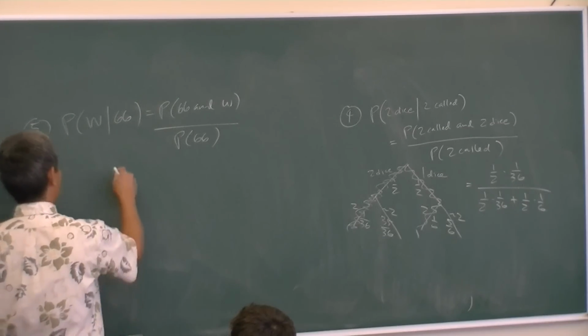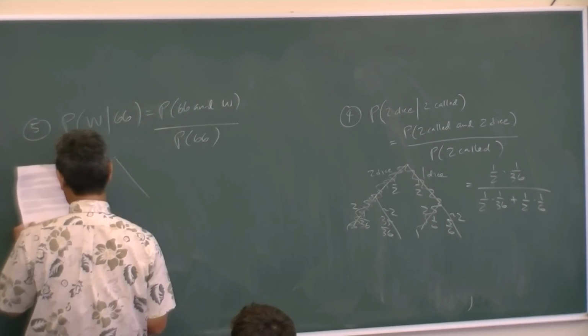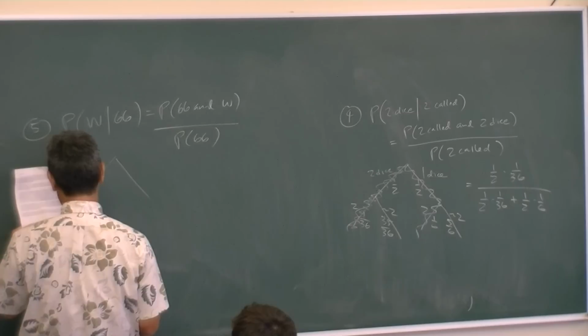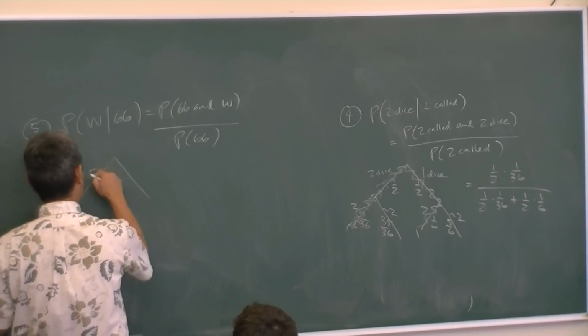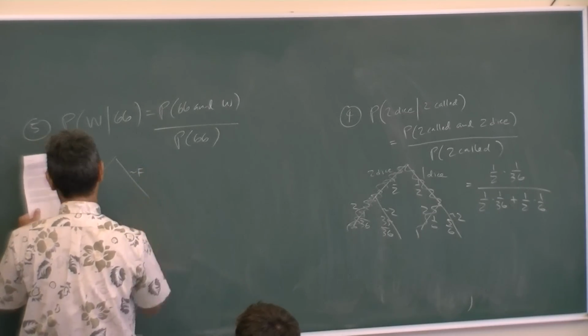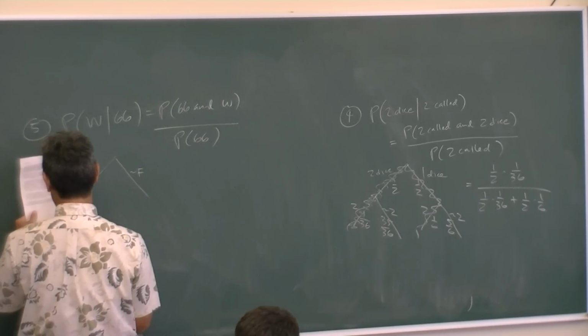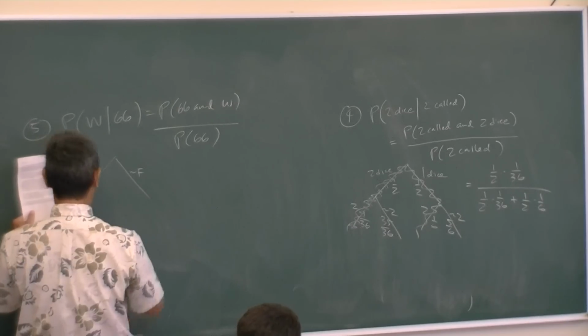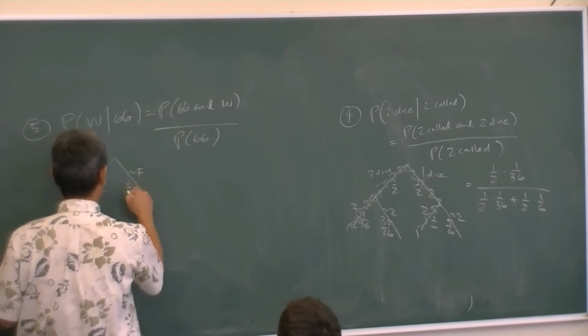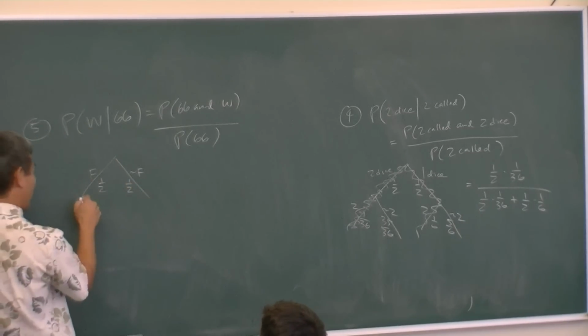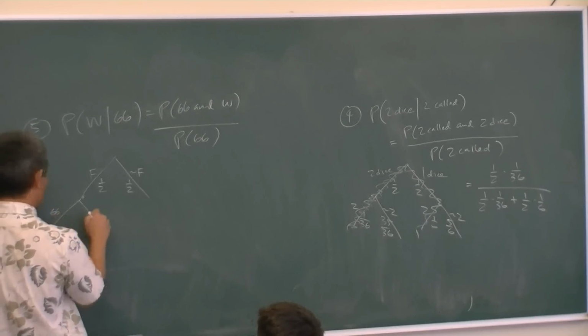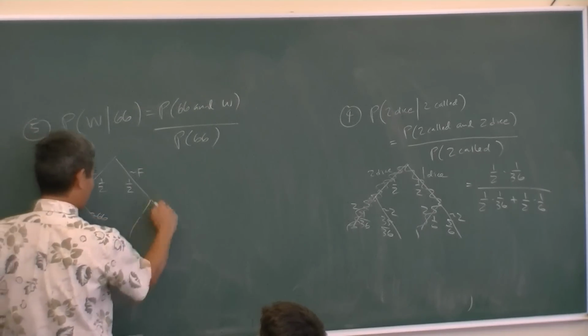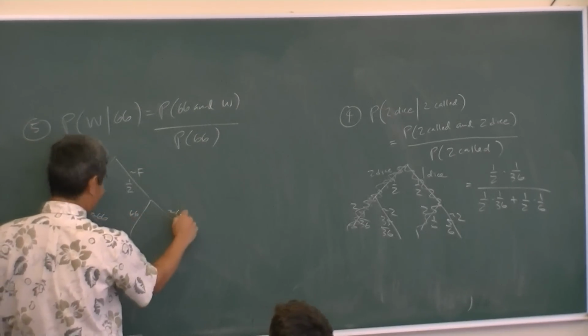Okay, so here we go. Let's draw the tree. What's the first thing that can happen? You're either going to pick the fair dice or the non-fair dice, right? What's the probability of that happening? You randomly pick, so it will be half and half. Now, if you roll the fair dice, either you're going to get 2 6s or you don't get 2 6s, right? And the same thing with this one. You're going to get 2 6s or you don't get 2 6s.